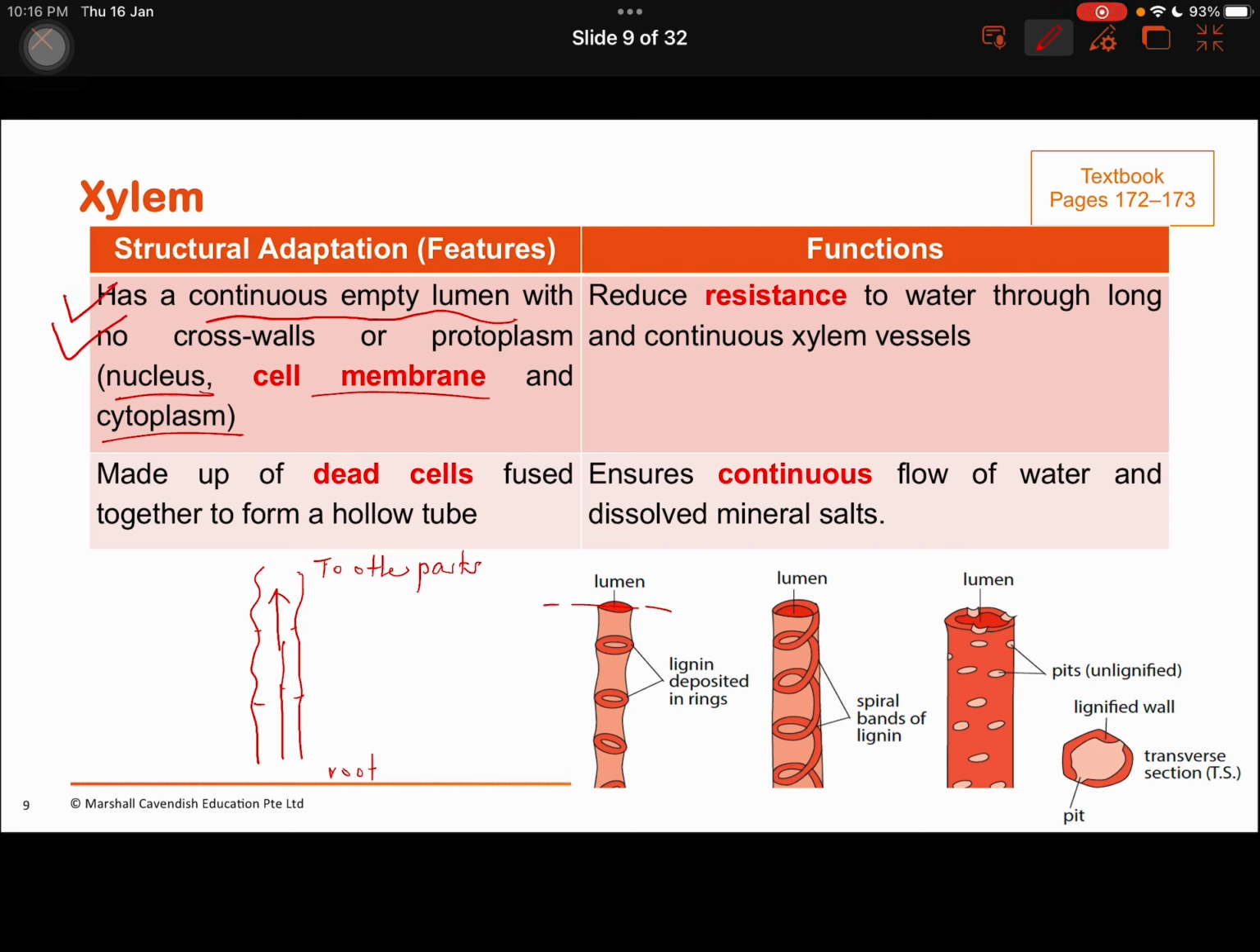So how is this possible? It's because it is made out of dead cells. So each of this is one dead cell that does not have any cell organelles, that combines together to form a hollow tube to ensure that water is able to flow continuously through the entire xylem vessel.